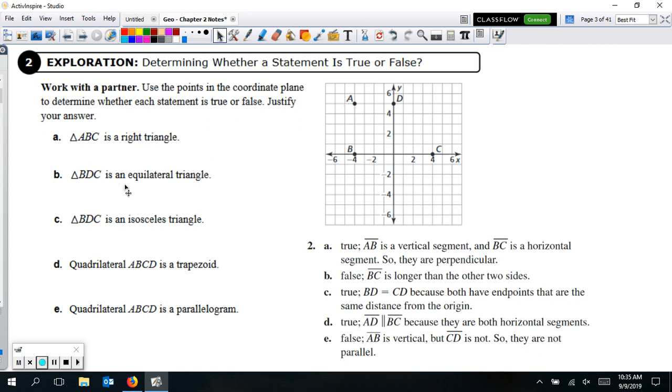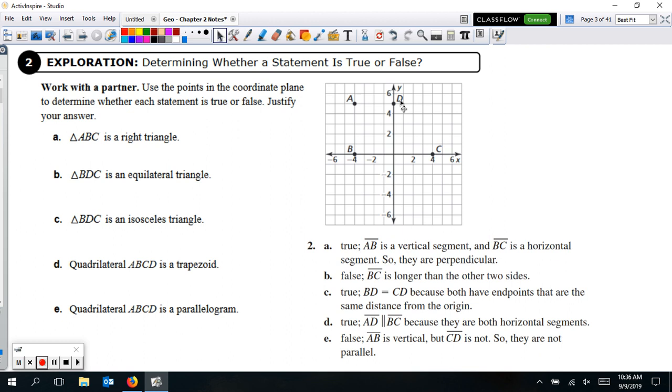Letter B, it says this triangle right here is an equilateral triangle. And if you remember from before what equilateral means, it means that all the sides are the same. So each side is equal. And we can count how long BC is. We can see that's 8 units long. And we can look at B to D or even D to C and see those are definitely not going to be 8 units long.